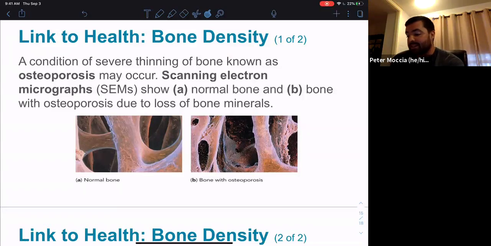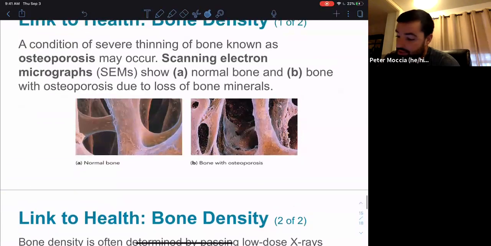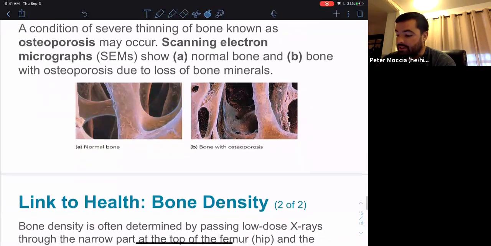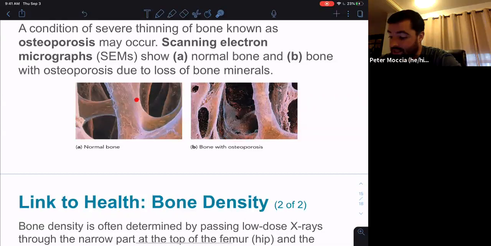So just a quick link to health. Density is really important in identifying osteoporosis. Typically, they'll use scanning micrographs to look at the bone density of older people. Typically, osteoporosis affects older women the most, and when they look at the scan, you can see that these bones are much more dense than these frail bones.